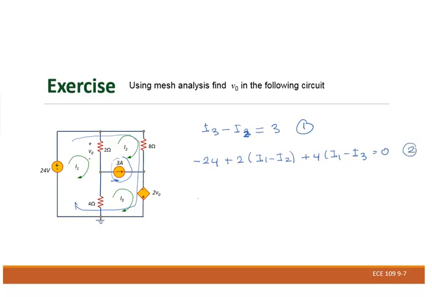Next one is the mesh equation. If you go around, you're going to have minus 24 plus 8 times I2 minus 2V0 will be equal to 0. What is V0 here? V0 is equal to 2 times (I1 minus I2). So we can apply this one here. We can have 3 equations, 3 unknowns. We can find them. This is the end of this section here. See you in the class.